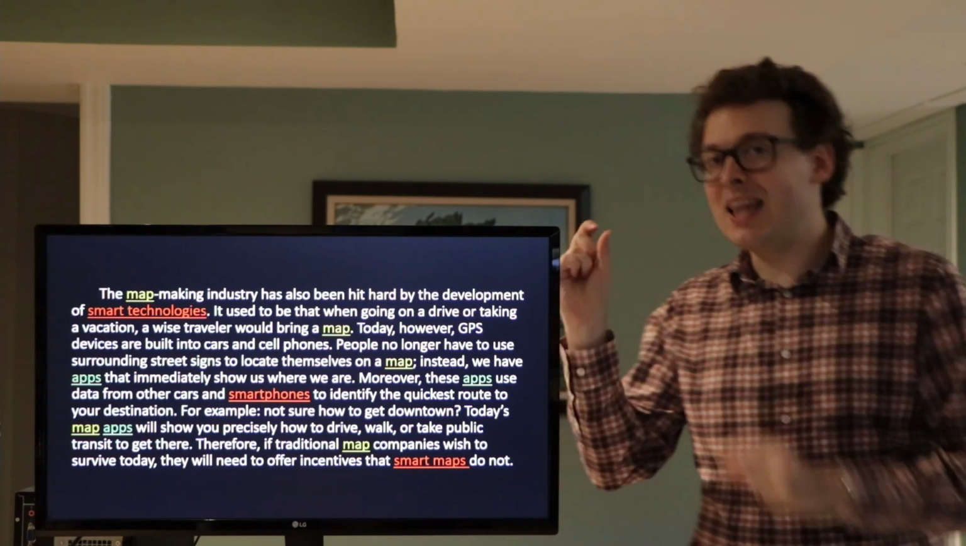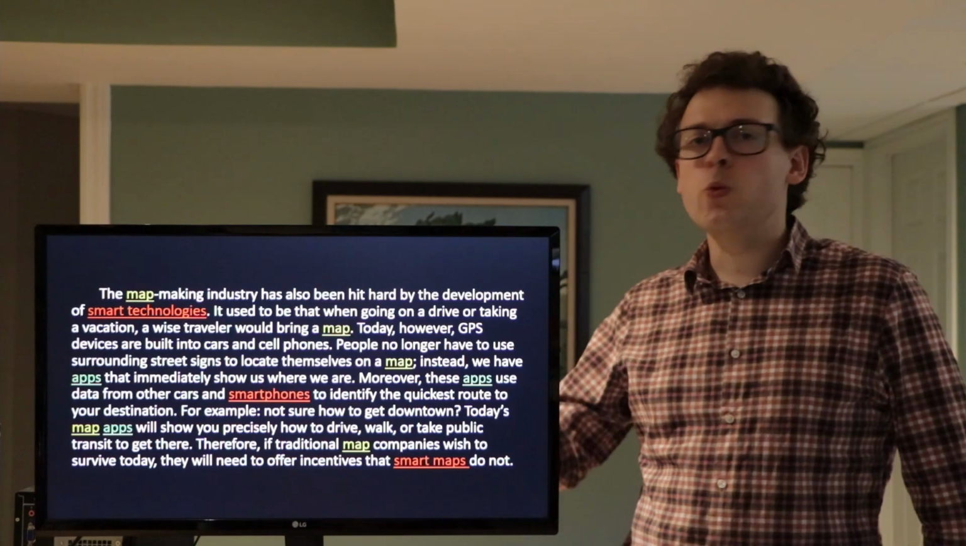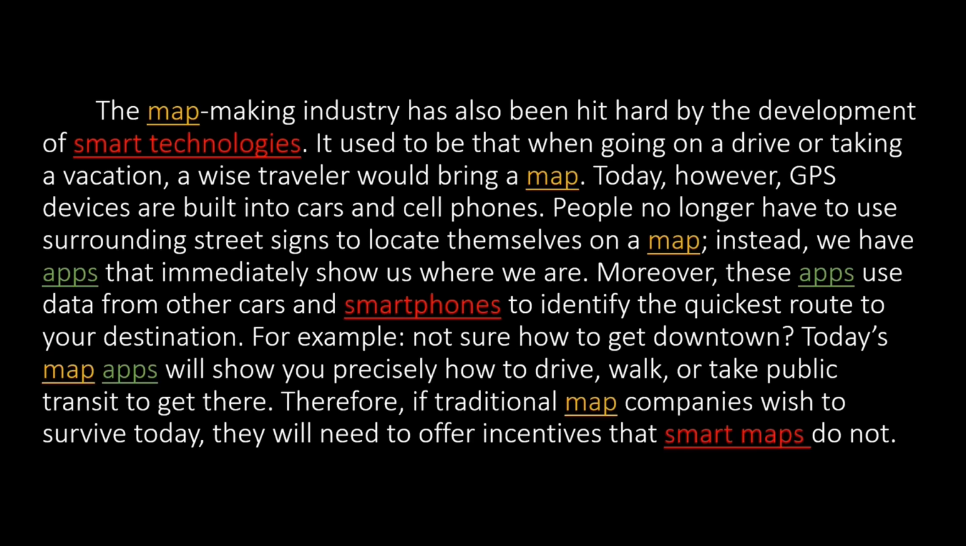Now, look at that last sentence for a minute. When you read that last sentence, therefore, if traditional map companies wish to survive today, they will need to offer incentives that smart maps do not. Which kind of linking sentence is that? Is it a summarizing link, a setup link, or a section or thesis link? So if you guessed setup link, I would say you're the most correct. This sentence is linking to something in the next sentence in some way.